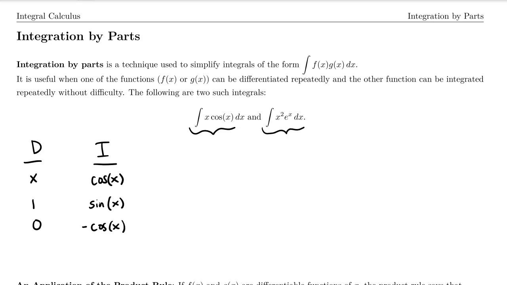Similarly, for this second integral, if I make the same two columns, D and I, I can pretty easily repeatedly differentiate x squared. Its first derivative is 2x, then the next derivative would be 2, and then 0. And the nice thing about e to the x is if I integrate, it gives me the same function over and over again. So this is what we are looking for or hoping for when we're doing integration by parts, to make our lives a little bit easier.